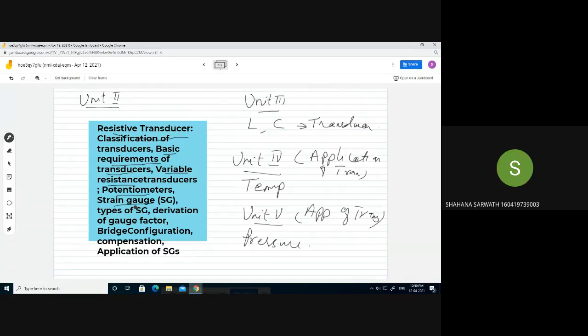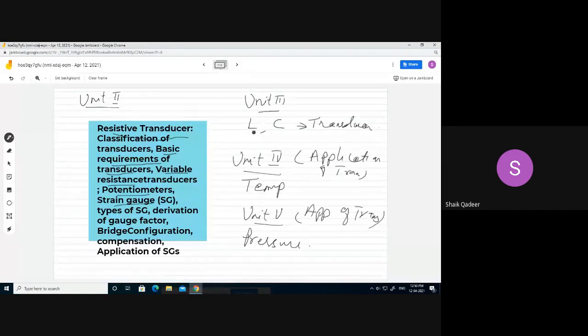I don't want to give additional information in today's class. I just want to create a picture in your mind about the course content of the transducer engineering course. So, as of now, you assume that unit 2 is going into resistive transducer, before that giving information about classification of transducer and the basic requirement to make a transducer. Then moving to unit 3.